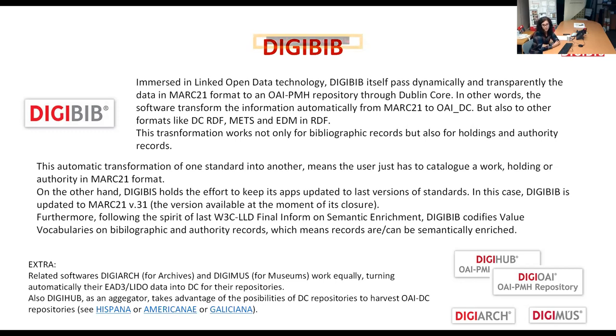And such a comfortable tool, so to say, it would be unseemly not to keep it updated. So DIGIBIB makes the effort to keep DIGIBIB and other applications updated to the latest versions of standards. In this case, DIGIBIB is updated to version 31 of MARC 21, which was the latest version available at the moment of its closure. And it's also remarkable to say that DIGIBIB codifies value vocabularies on bibliographic and authority records, following the spirit of the latest W3C LLD final report and semantic enrichment. This means that records can be semantically enriched by the cataloger.